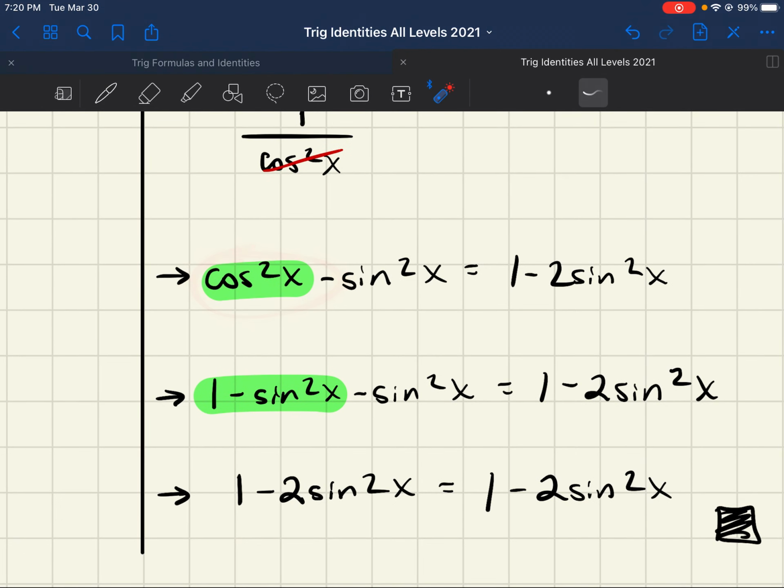Next, cosine squared, that's a Pythagorean identity. Let's replace it with 1 minus sine squared. And then finally, 1 minus sine squared minus sine squared. Well, this gives us minus 2 sine squared, and we carry that 1 down, which is what we wanted to prove.